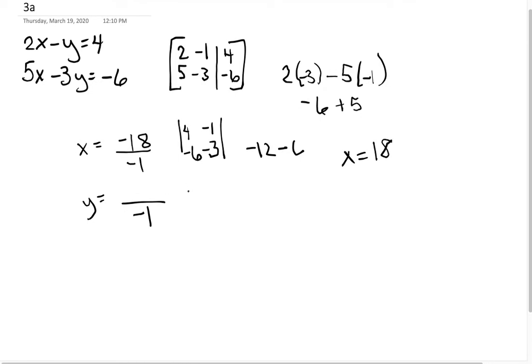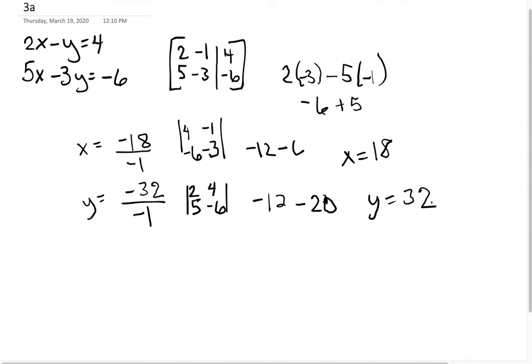Same sort of thing with y, but now what's being replaced are your y's with the 4 and the negative 6. So I'm still having my 2 and my 5 here, and then I have 4 and negative 6, and I have negative 12 minus 20, which means my numerator of my y is going to be negative 32, which makes my y equal to 32. So the answer for this particular problem is 18, 32.